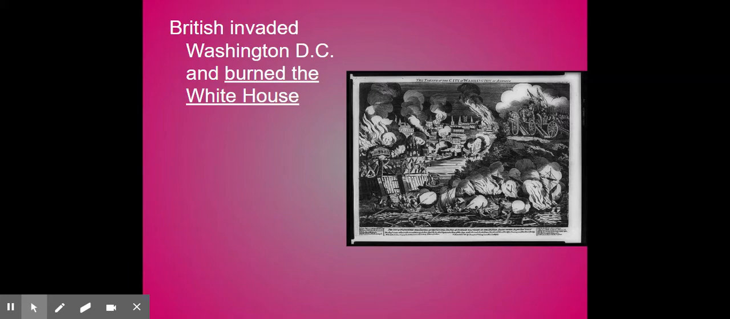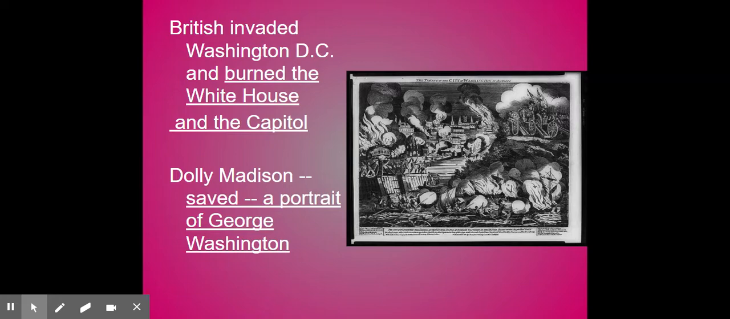Okay, they burn the White House and the Capitol building, which is a huge blow to U.S. morale. Because here is the executive mansion, it's in ruins, okay? And then the seat of our legislative government, Congress, is also in ruins. All right. Now, a couple interesting stories about the burning of D.C. Number one, and like I said, they burned the White House and the Capitol.